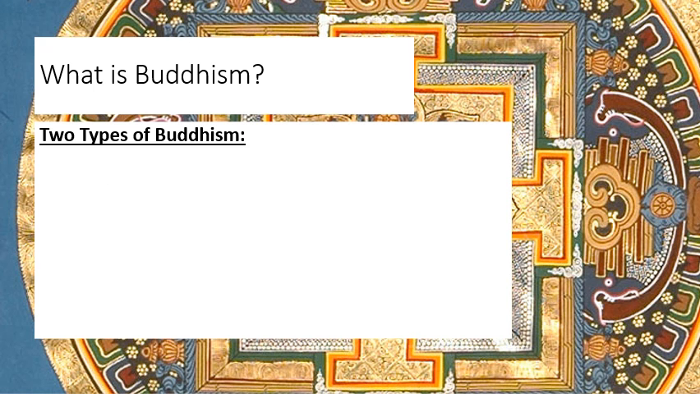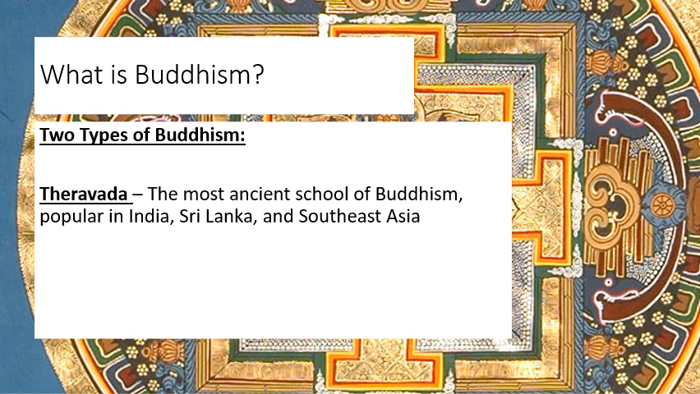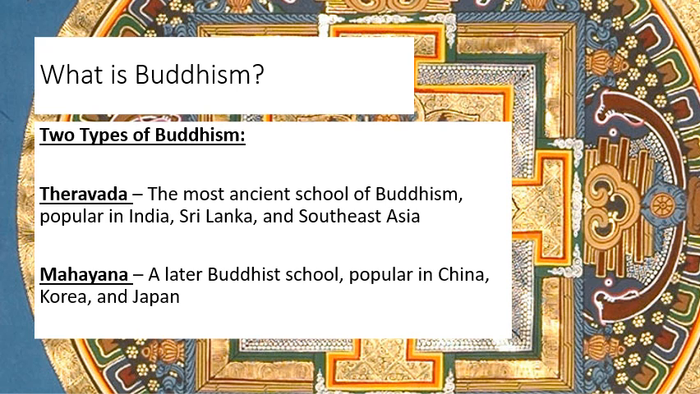And there are two major types of Buddhism, which we will talk more about later. Theravada Buddhism, which is the most ancient school of Buddhism, popular in India, Sri Lanka, and Southeast Asia. And Mahayana Buddhism, which is a later Buddhist school popular in China, Korea, and Japan.